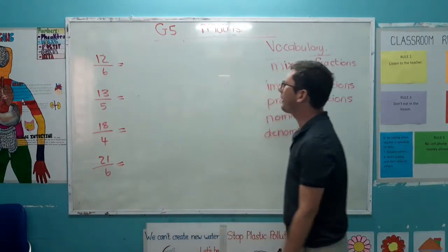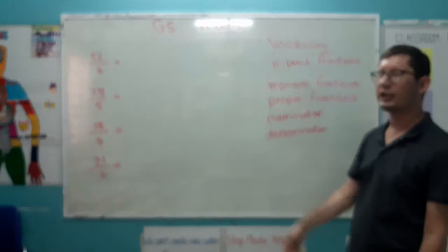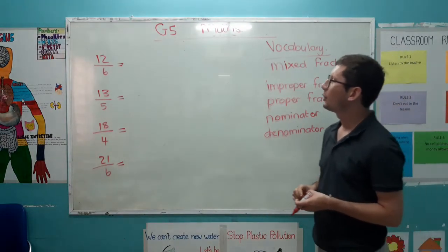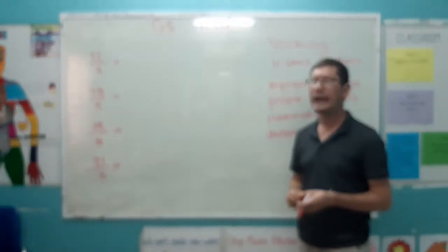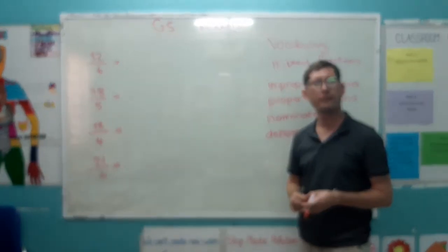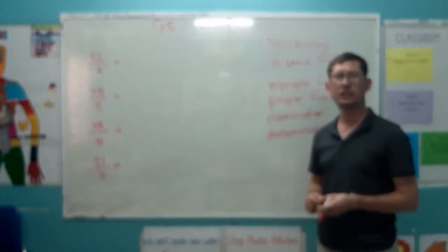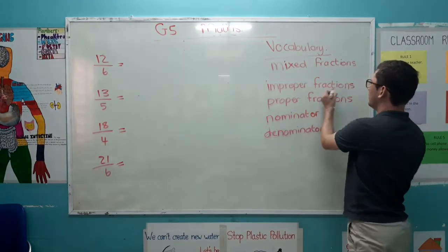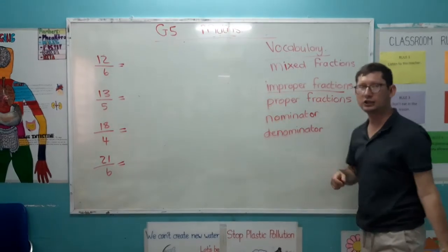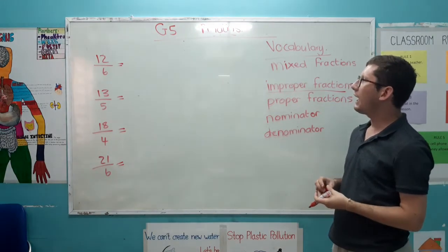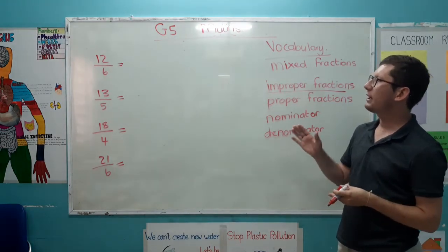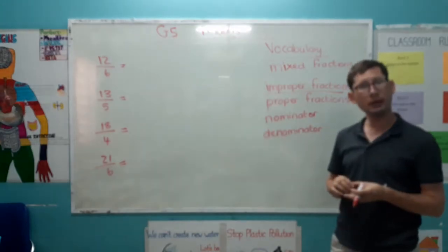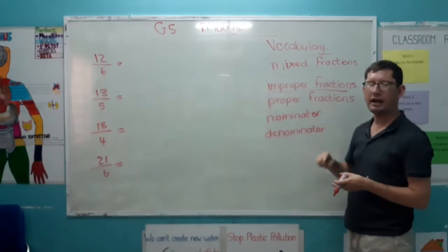Okay, so now we have on a board, what kind of fractions are those? We have 12 over 6, we have 13 over 5, 18 over 4, and 21 over 6. So what kind of fractions are those? Yes, very good. They are all improper fractions. But now we want to convert the improper fractions to a whole number or mixed fractions.